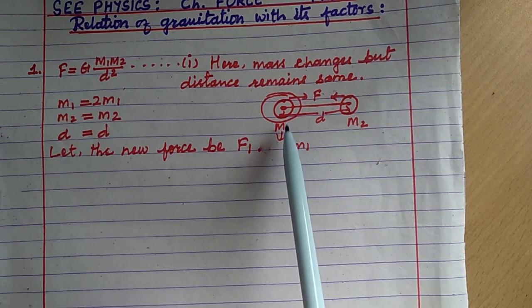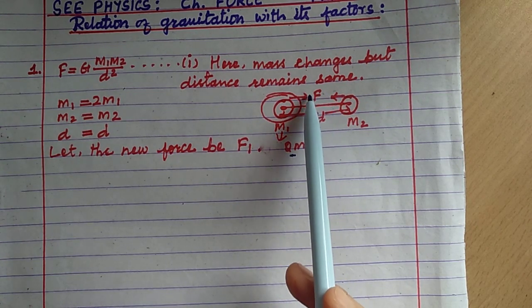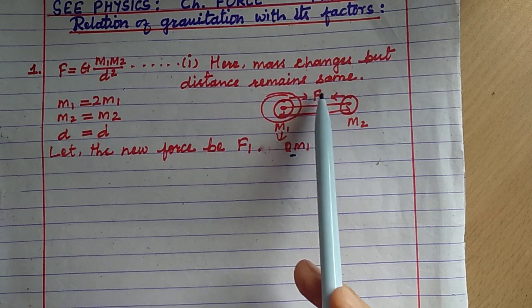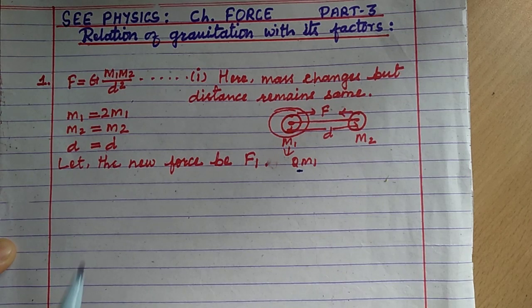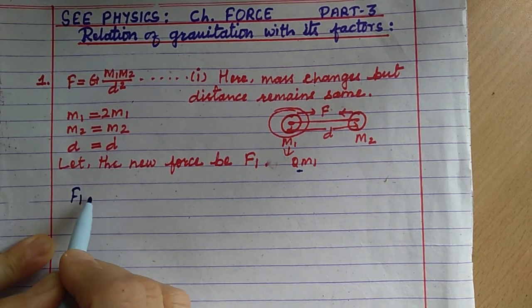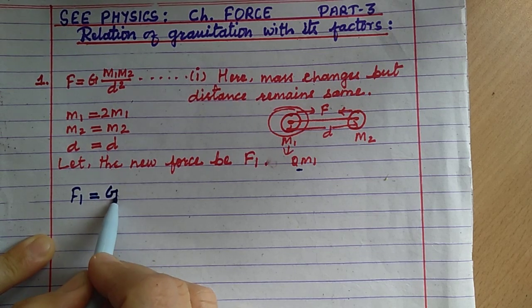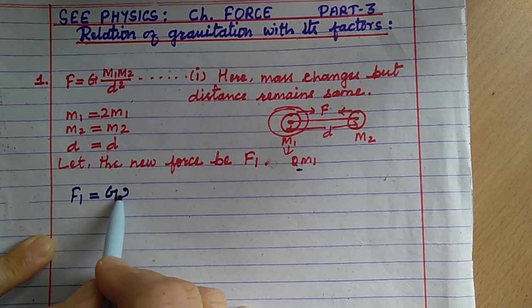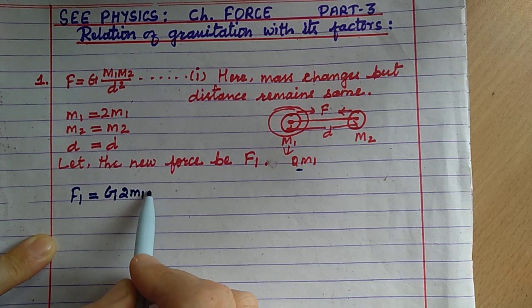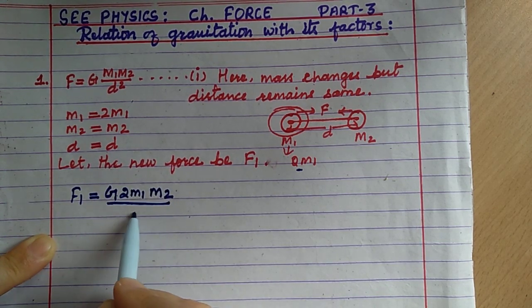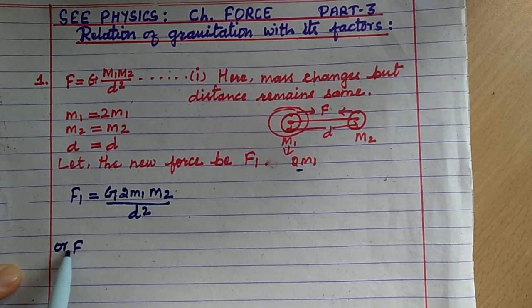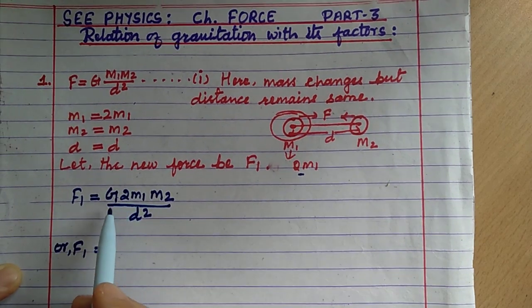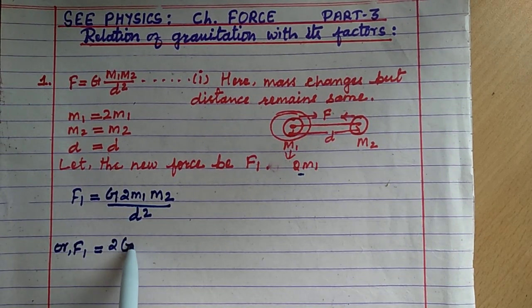So here m1 is changed to 2m1. In what way will the gravitational force change? Okay, what will be the calculation? So here let the new force be F1. So here F1 is equal to G, in place of m1 we have to write 2m1 because this is the new mass, and m2 remains the same and distance also remains the same, D square from the formula. Or F1 is equal to, bring this 2 coefficient in front, 2 G m1 m2 divided by D square.